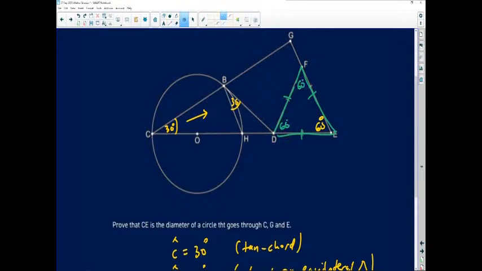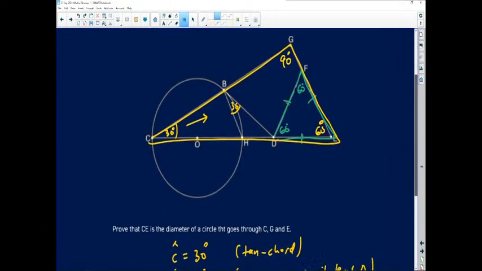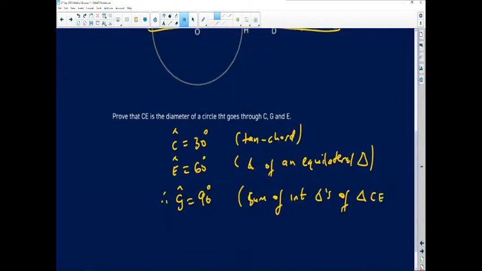But I want you to focus on the big triangle now. We will call it the yellow triangle. If you focus on that big triangle there, I've got one angle which is 30. I've got the other angle which is 60. So obviously, the missing angle is going to be 90 degrees over there. Therefore, angle G equals 90 degrees. Why? This is the sum of interior angles of the big triangle. Be nice, name it. It's actually CEG. Therefore, that line CE is a diameter. Question done. Therefore, CE is a diameter.